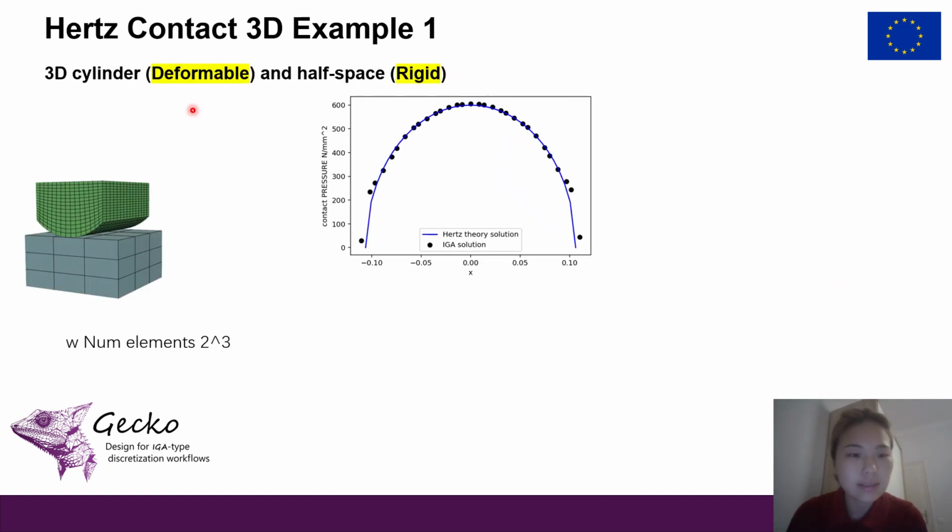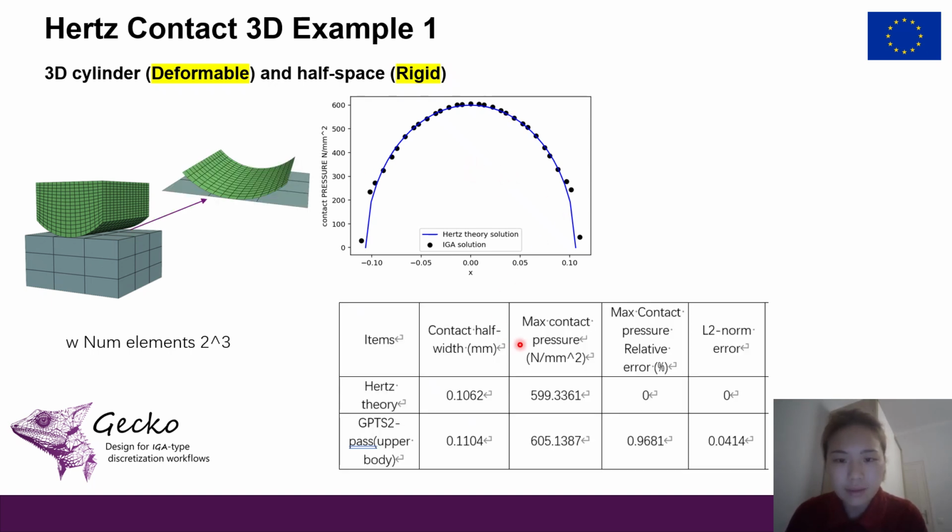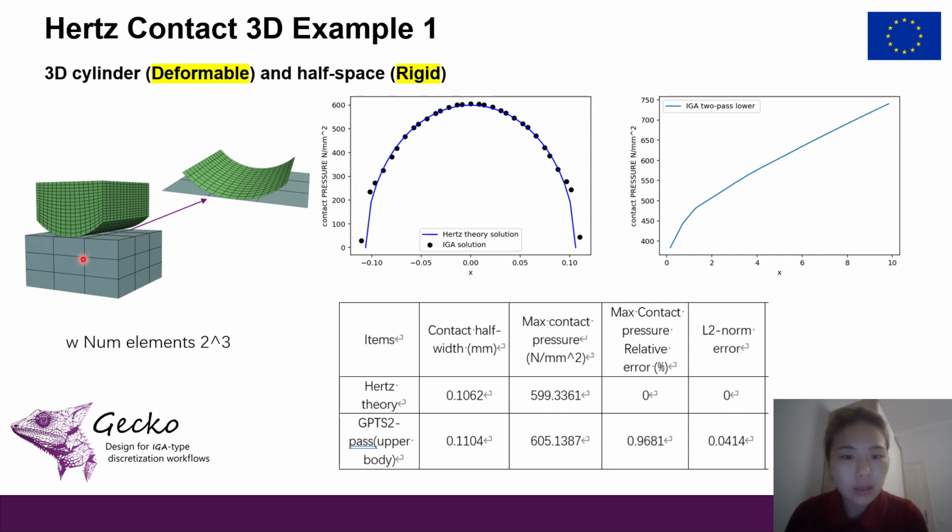Here we just consider the contact between a 3D deformable cylinder and a rigid half space. At the cross section halfway along the cylinder length, the contact pressure from the simplified model agrees well with the theoretical Hertz solution, with the error within 1%. However, along the length of the cylinder, the simplified model shows the contact pressure increasing from 400 to 750.